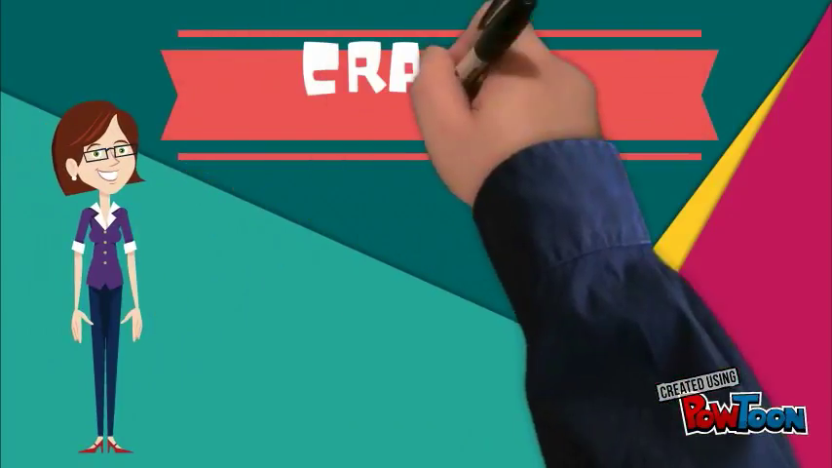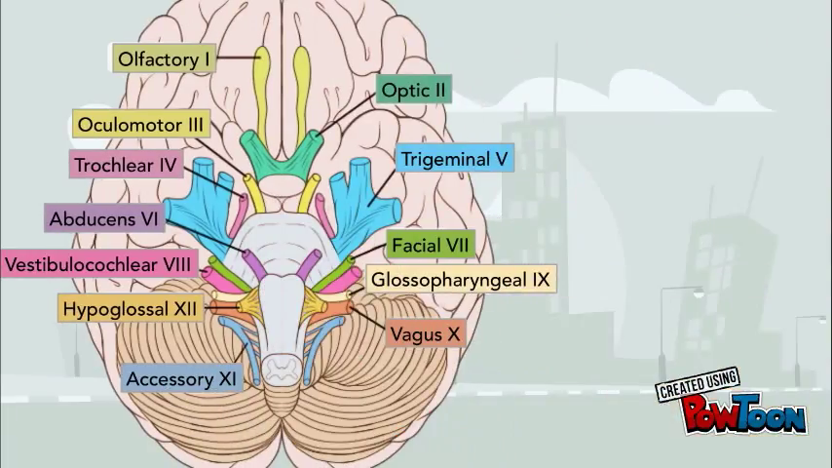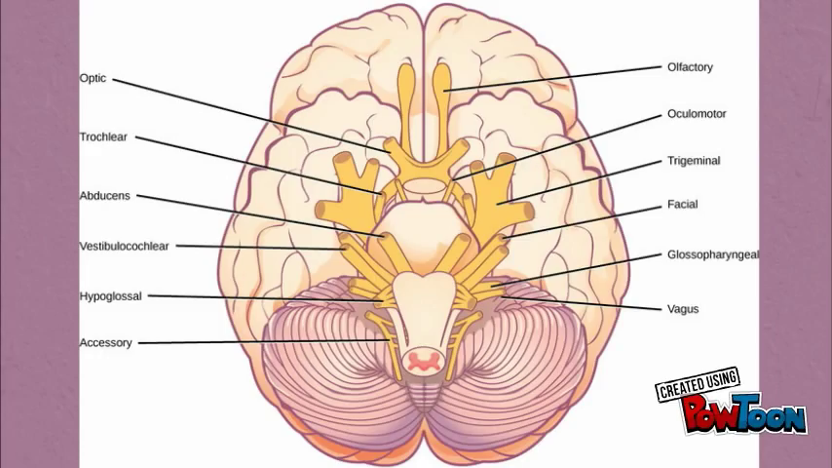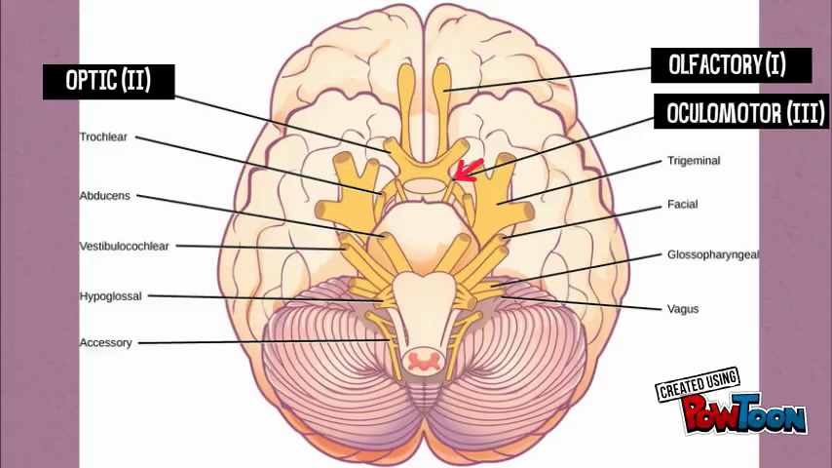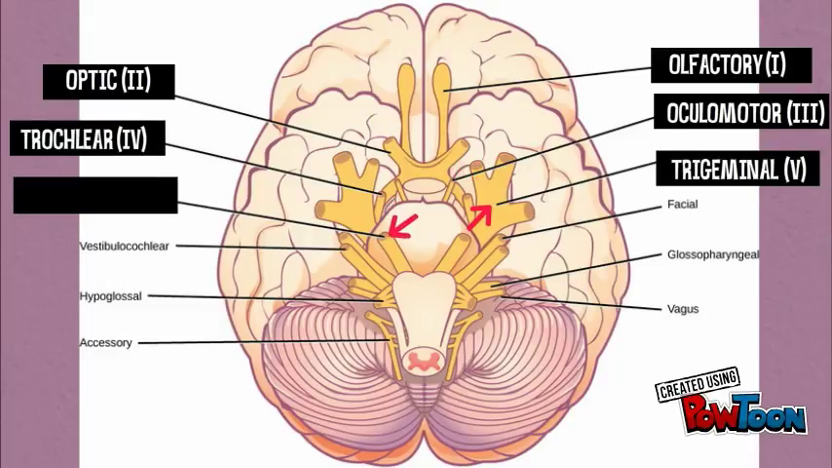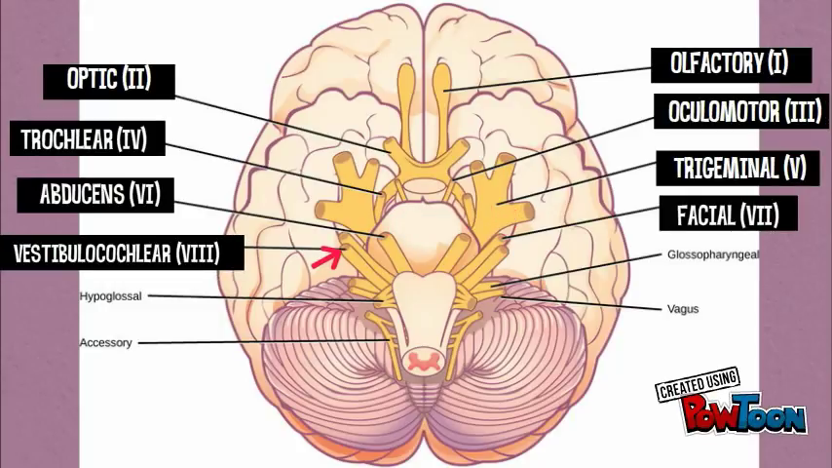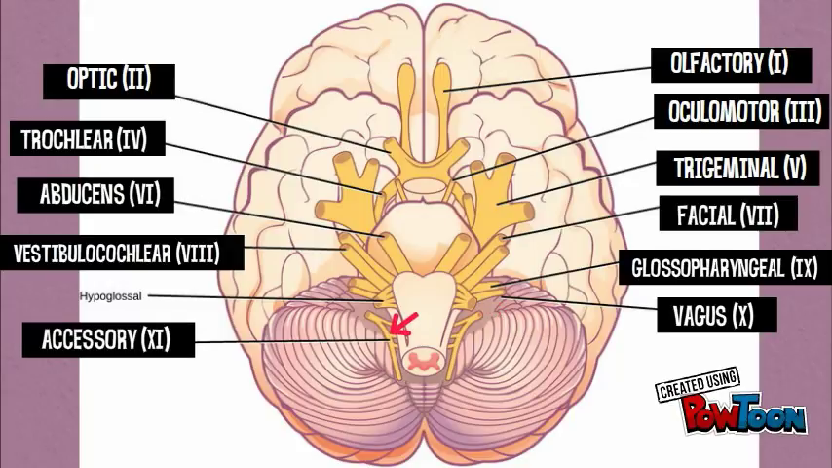Let's move on to the cranial nerves. There are 12 pairs of cranial nerves in the brain, 6 on both left and right sides. As you can see, they are numerically identified in Roman numerals in addition to their names. From the top, we have olfactory number 1, optic number 2, oculomotor number 3, trochlear number 4, trigeminal number 5, abducens number 6, facial number 7, vestibulocochlear number 8, glossopharyngeal number 9, vagus number 10, accessory number 11, and last but not least, hypoglossal number 12.